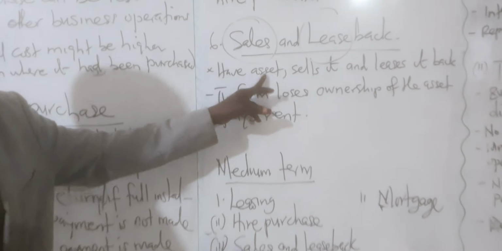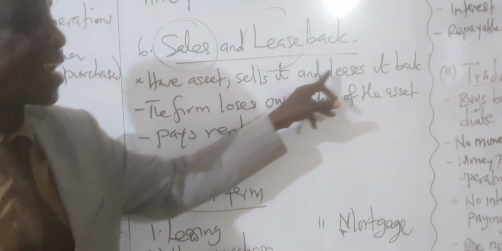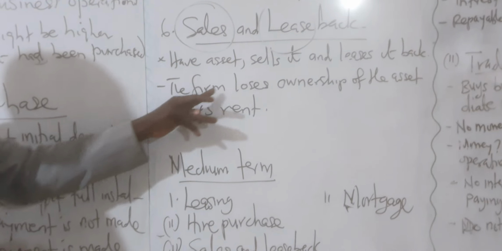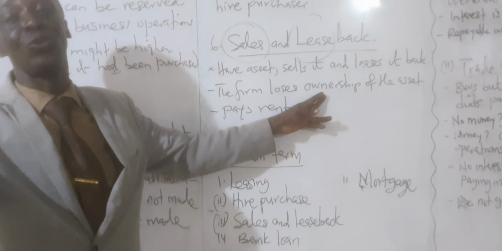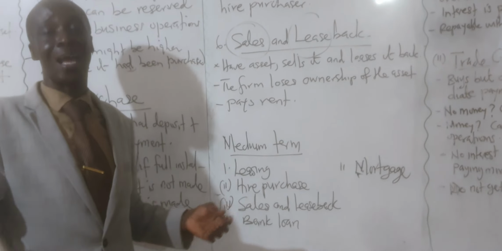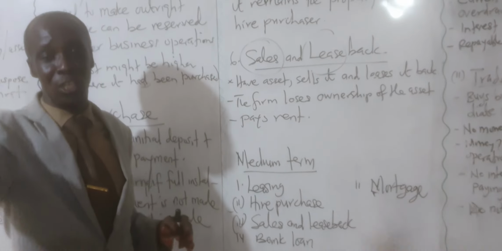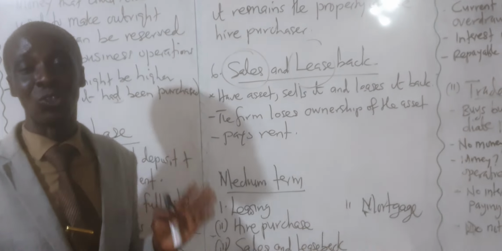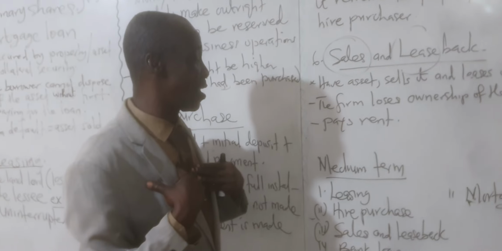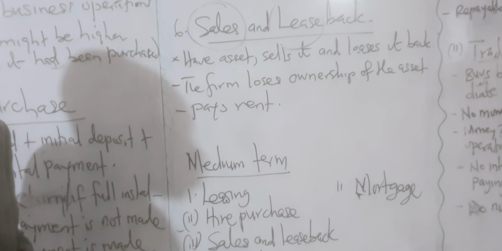So you have an asset, then you sell it and lease it back. The firm loses ownership. Once you sell it, you are no more the owner. The one who bought it becomes the owner. So if the value of the asset appreciates, you don't have anything to do with it. It now belongs to the person, and you pay rent. So that is for that one.